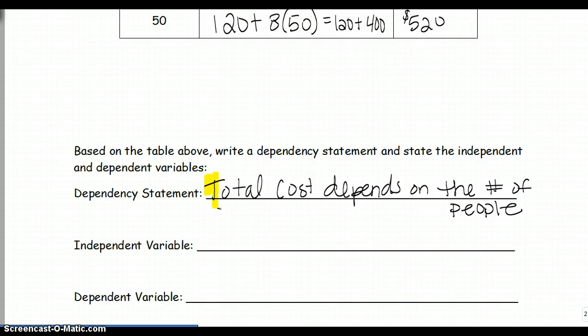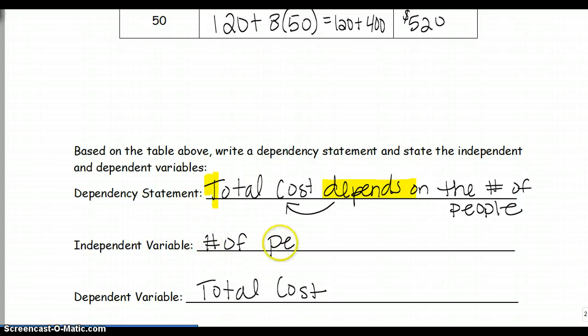So another way we can think of which one's the independent and which one is the dependent, if you look for the words depends on, what is in front of it is your dependent variable, because that's going to depend on something else. So your total cost is your dependent variable. Now the independent variable is the number of people, because that's what's going to change your overall total. I hope this helps.